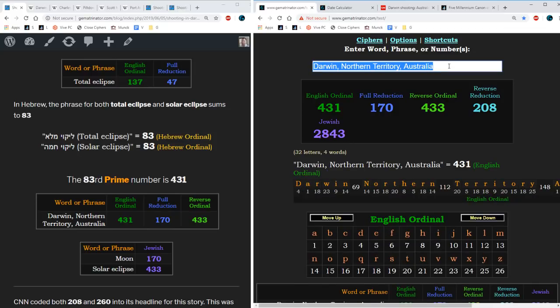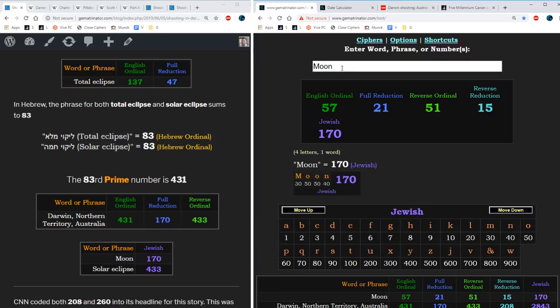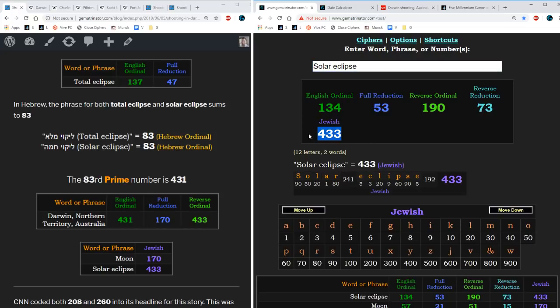These numbers are also relevant. The word moon equals 170, and the moon is what causes a solar eclipse, which sums to 433.